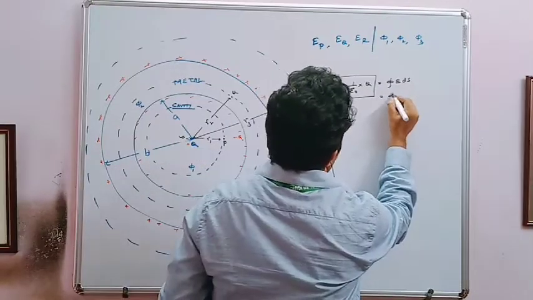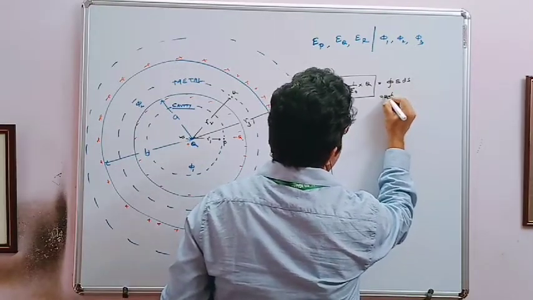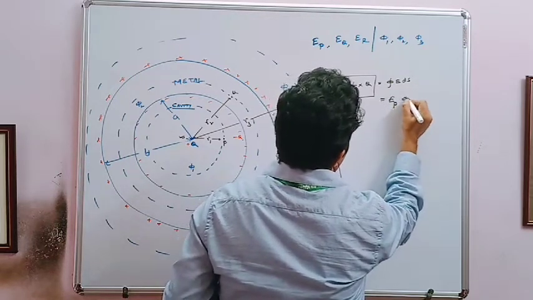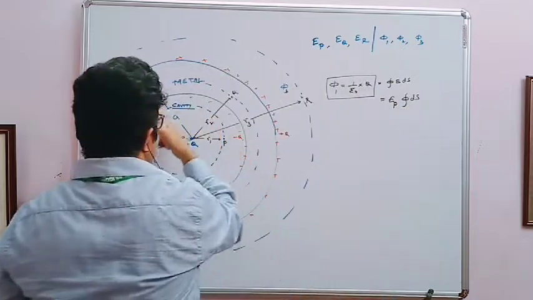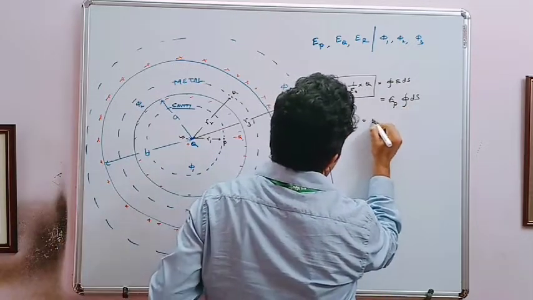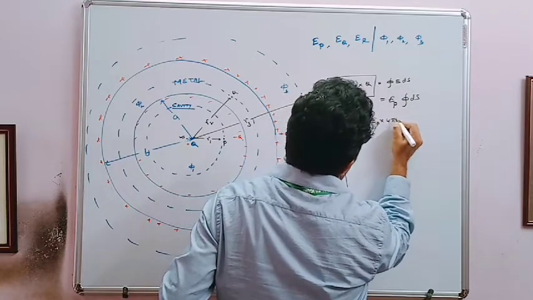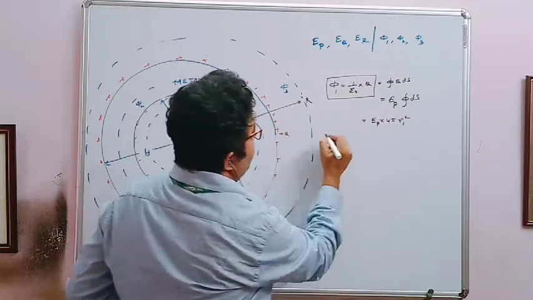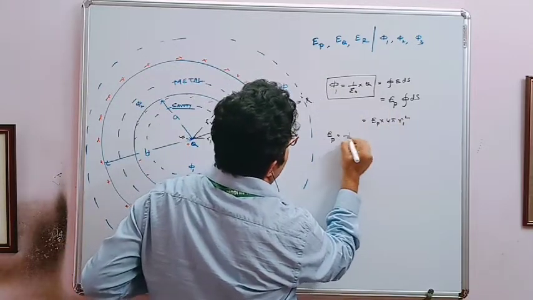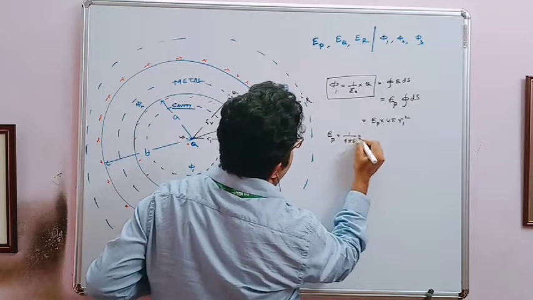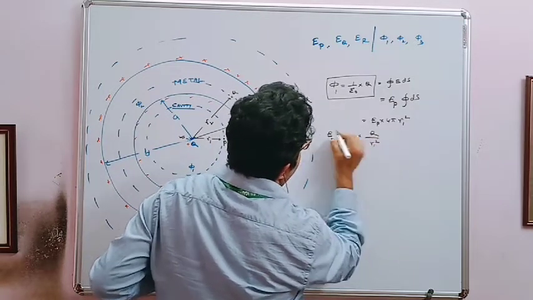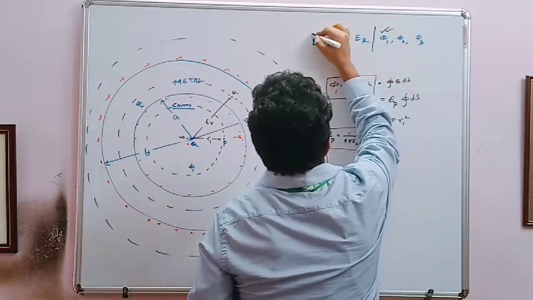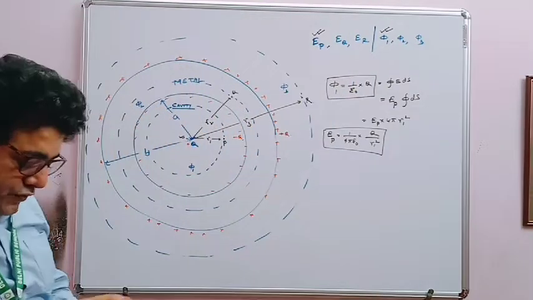So you can directly write E at P into ds, and it's a spherical surface. So what is the surface area? E into 4 pi r1 square, where the radius is r1. So from this, what about EP? EP is 1 by 4 pi epsilon naught q by r1 square. So you find the electric flux 1 and the electric field 1, the first one.